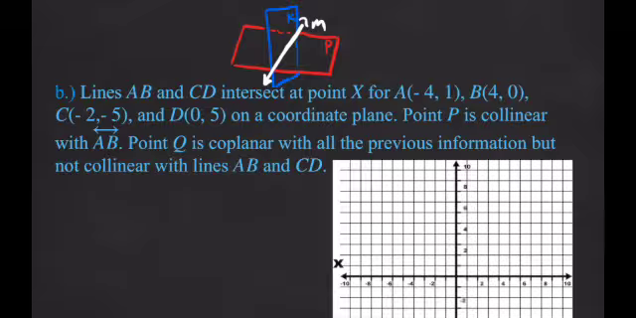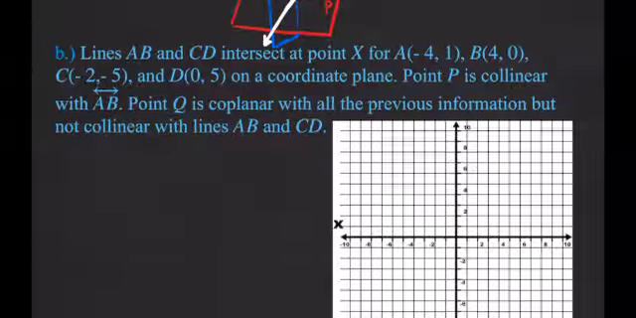Because we already said they were lines. We described them. These lines intersect at point X for whenever A is -4, 1, B is 4, 0, C is -2, -5, and D is 0, 5, on the coordinate plane. Okay, I gave us a coordinate plane. We also have that point P is collinear with, notice, we did not say line AB, so we use a symbol. This is saying line AB. Point Q is coplanar with all the previous information, but not collinear with lines AB and CD.